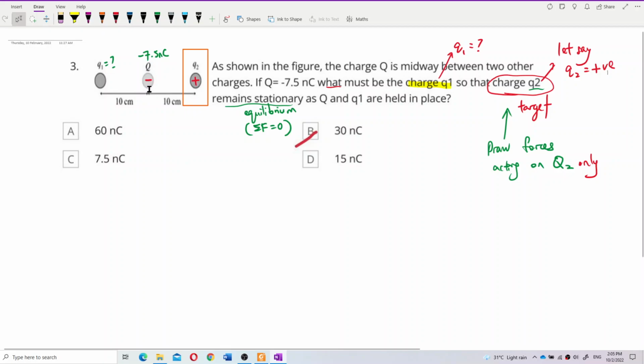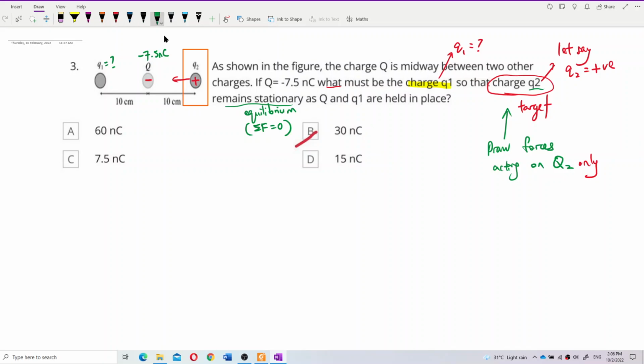Q is a negative charge, but Q2 is a positive charge. So they should attract each other. So I can say this. Let me put this like this.